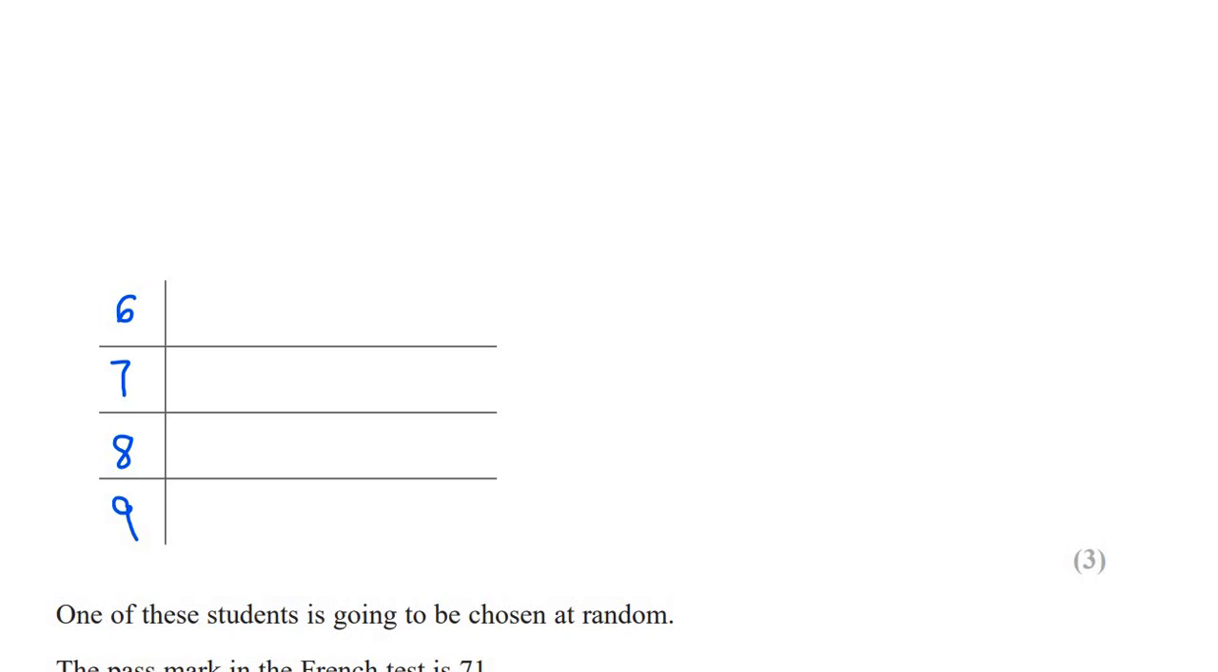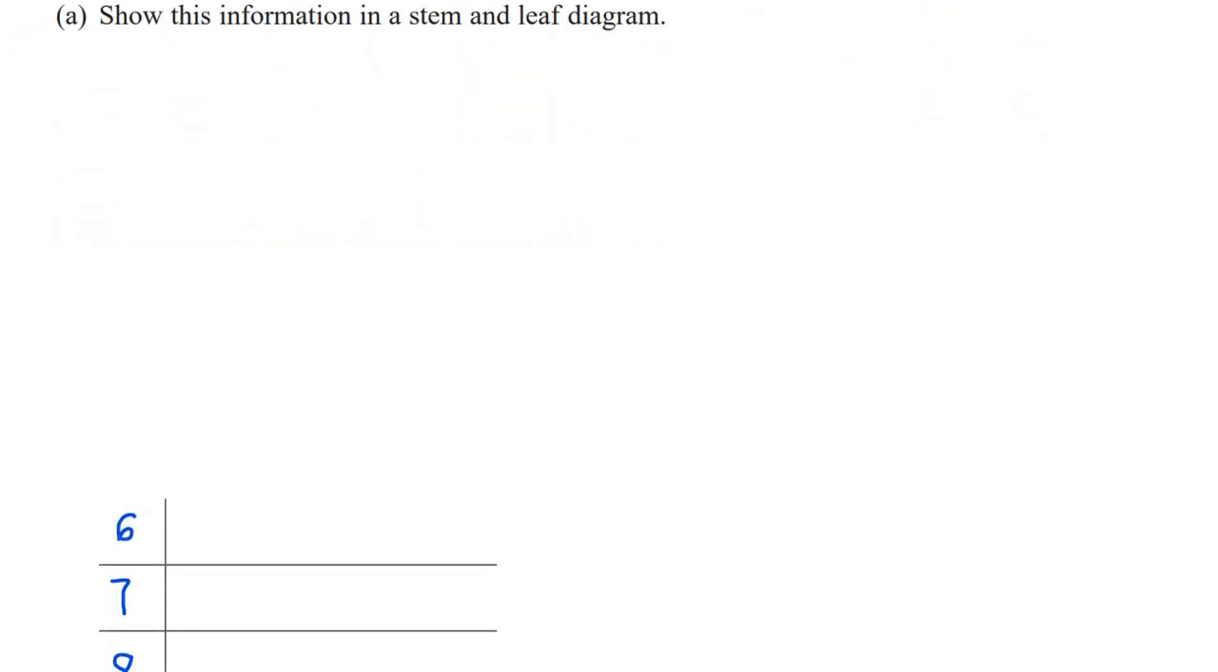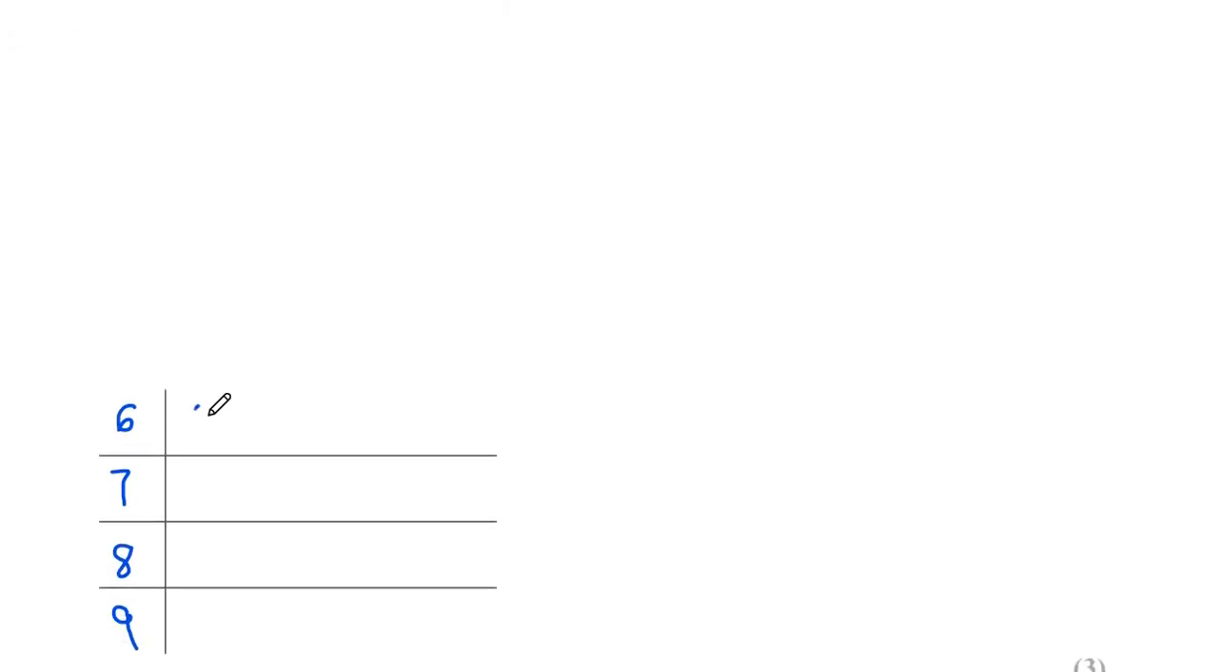All right, so we have to start off with the numbers in the 60s. So we have 64, that's the smallest, 67, 69. Do we have anything else in the 60s? Yes, we actually have two 69s. So we need to make sure we put that down very carefully. We have 64, 67, and then we have two 69s.